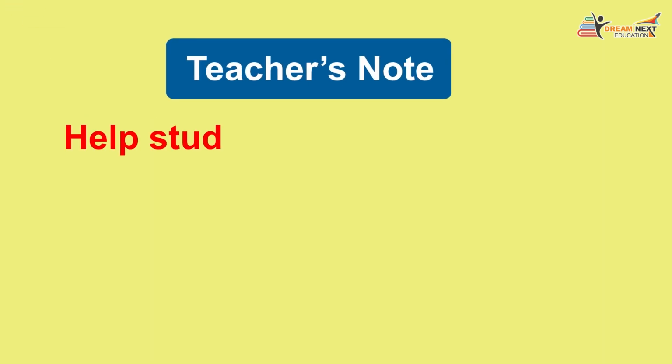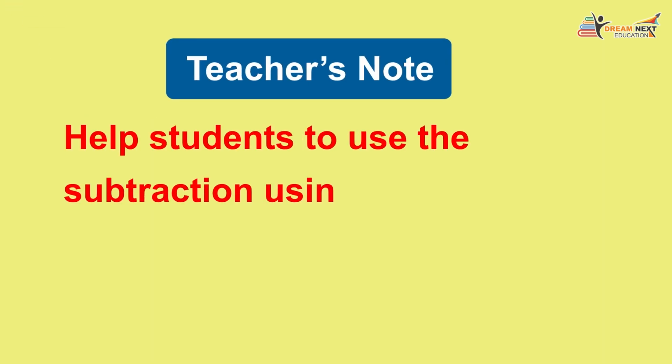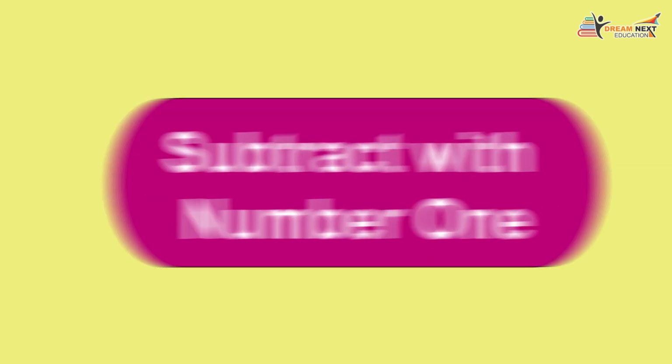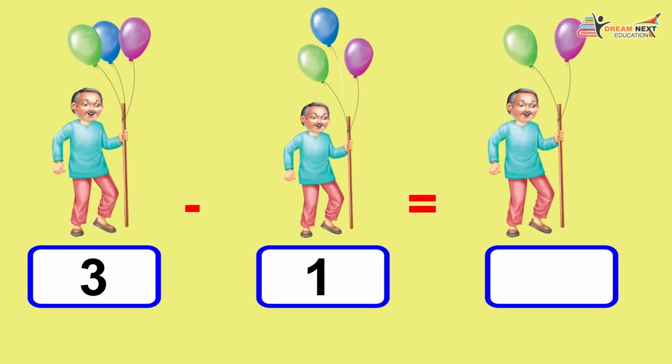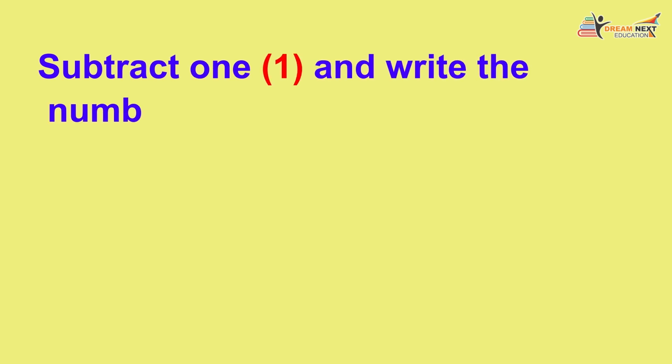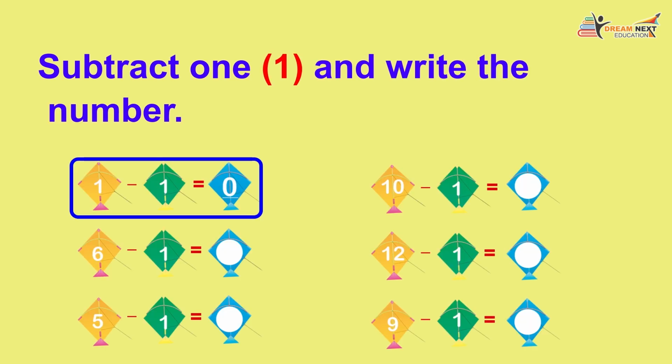Teacher's note. Help students to use subtraction with the finger technique. Subtraction with number 1. 3 minus 1 is equal to what? Subtract 1 and write the numbers. 1 minus 1 is equal to 0.